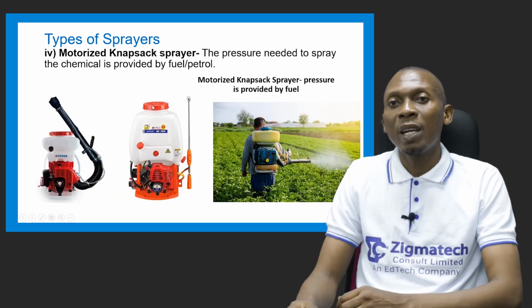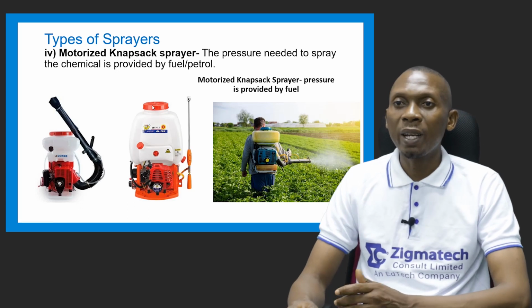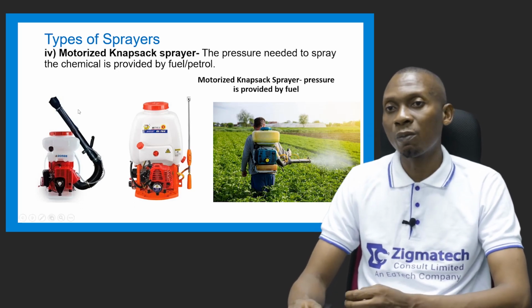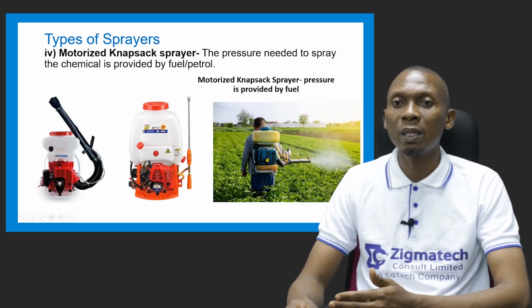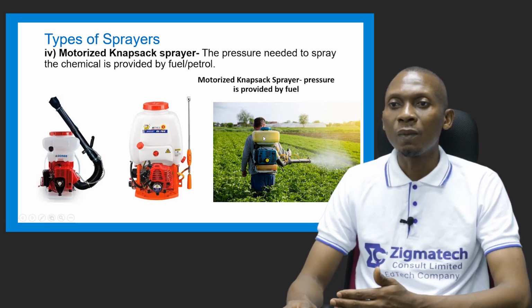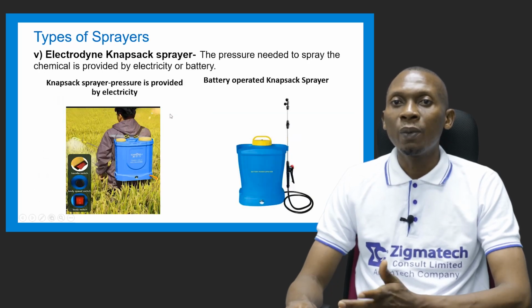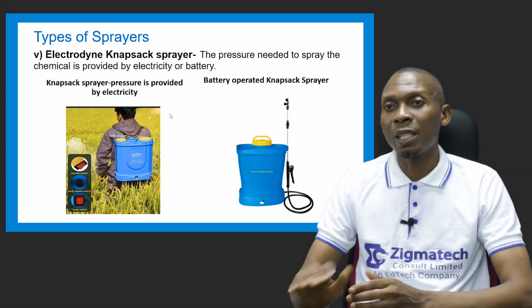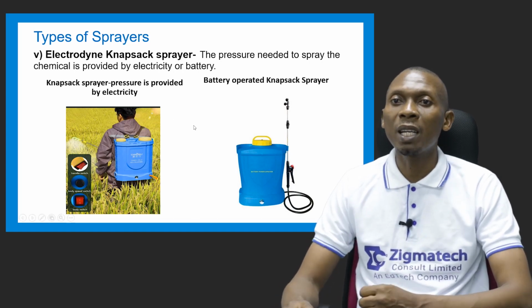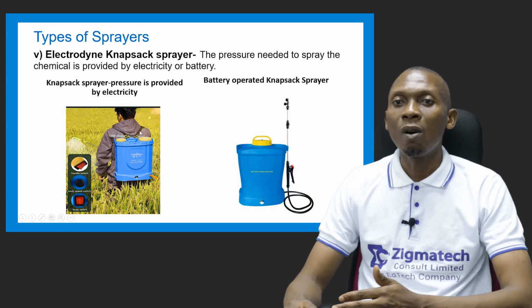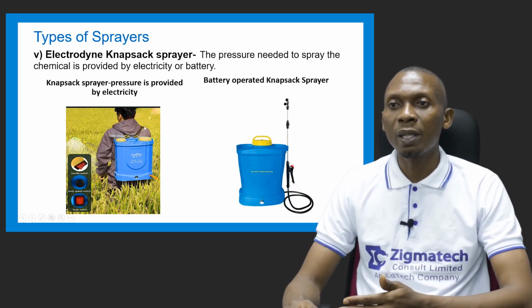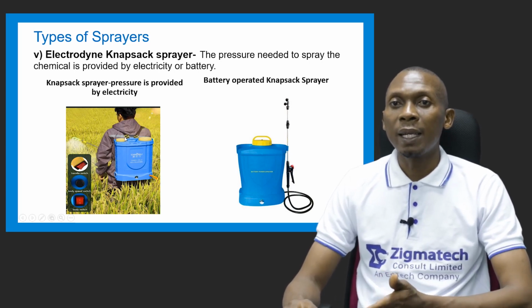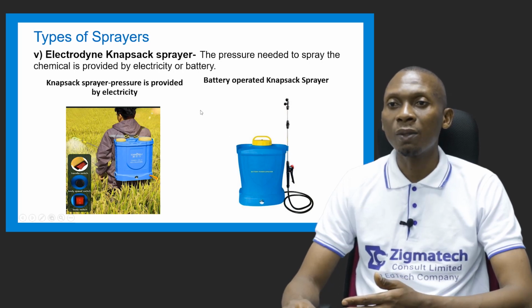We also have what is called the motorized knapsack sprayer, and the pressure needed to spray the chemical is provided by fuel or petrol. So this is how a motorized knapsack sprayer looks like, and see it in use by a farmer. So the pressure is provided by fuel. We have the electrodyne knapsack sprayer, and the pressure needed to spray the chemical is provided by electricity or battery. So take a look at the picture. You can see how the electrodyne knapsack sprayer looks like.